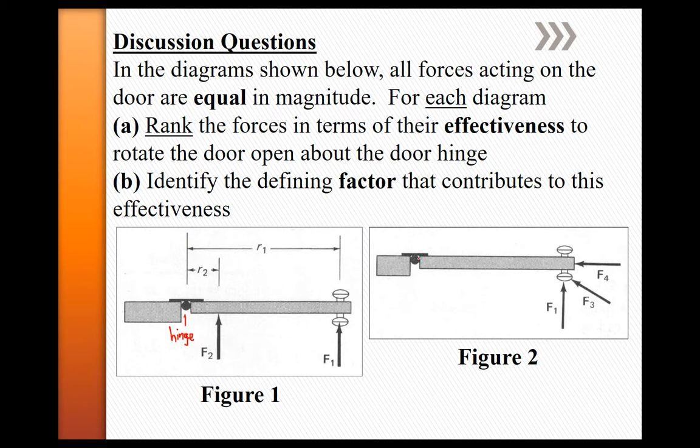In figure 2, all forces, F1, F3, and F4, are all located the same distance from the door hinge. What's different here is the angle of the force with respect to the door. So F1 is making a perpendicular angle relative to the door. F4 is parallel to the door. And then this force would have a small angle compared to the door, which we could call theta. So how would you rank those ones in terms of most effective to least effective in opening the door? Okay, so you can think about that.